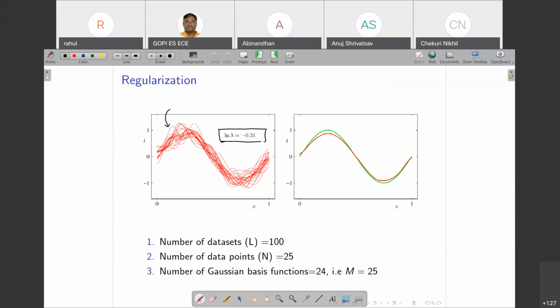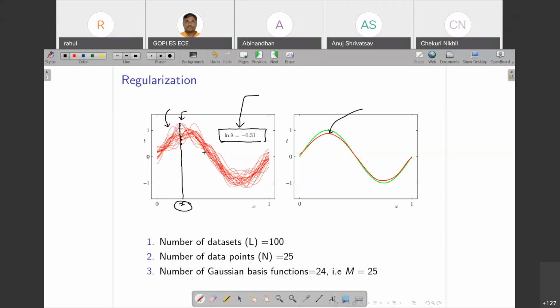For example, if you consider one particular x, in one of the data sets it is giving this value, another data set is giving this value, another data set is giving this value, and so on. If I use various data sets, it is predicting different points in the regression model for a particular x. But when I take this average, you see that this is so close to the original, and that is the importance of this regularization.